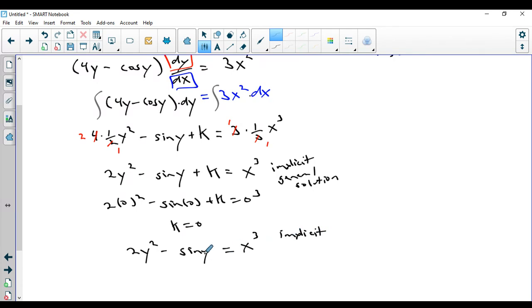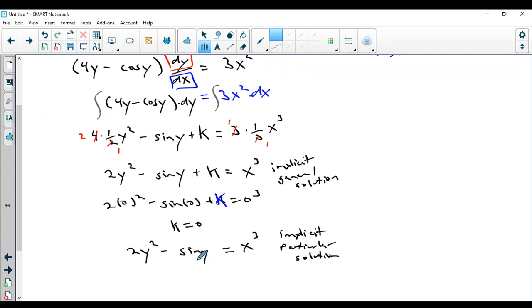You are correct. It is implicit because neither x nor y is solved for. But now it's a particular solution, not a general solution. Why is it a particular solution? Because we solved for k. K was 0 here, right? So once you do that, it goes from general to particular. So kind of semantics with the names, but you should know them.